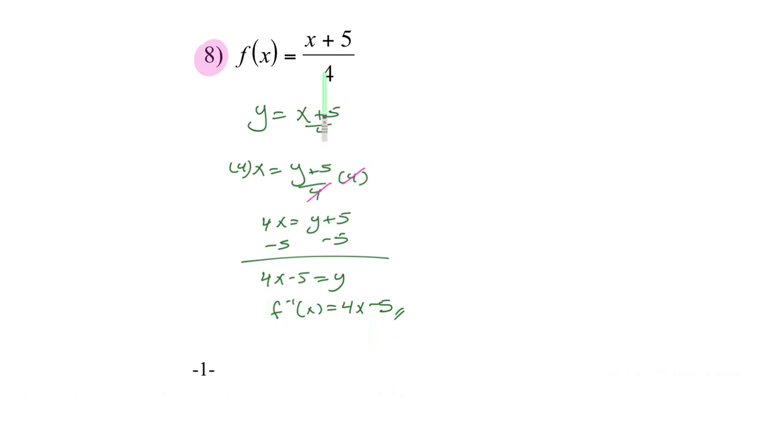And again, let's see it here. Up here, I'm dividing by 4. Now I'm multiplying times 4. I'm adding 5 and subtracting 5. And that's it for this lesson.